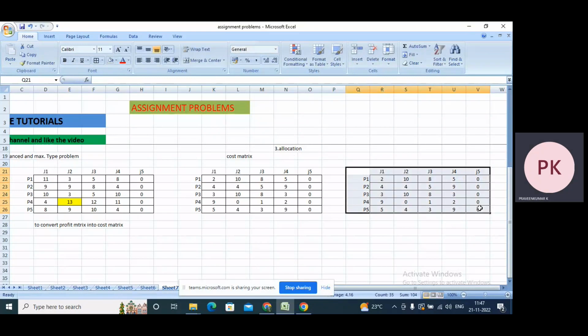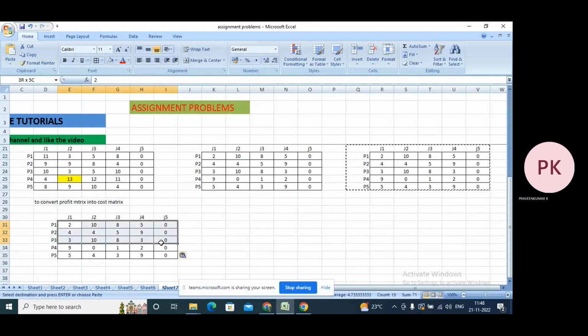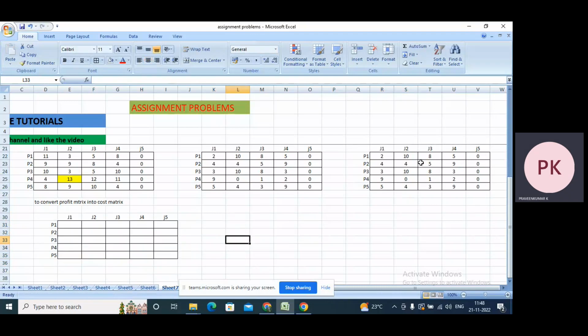So I'll take this matrix and apply column reduction. In the column reduction, look at this matrix. Identify the least element in the first column. Least element is 2. So 2 minus 2 is 0, 4 minus 2 is 2, 3 minus 2 is 1, 9 minus 2 is 7, and 5 minus 2 is 3.